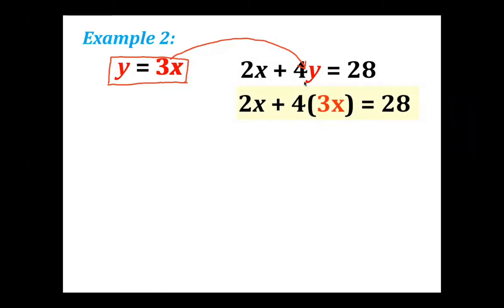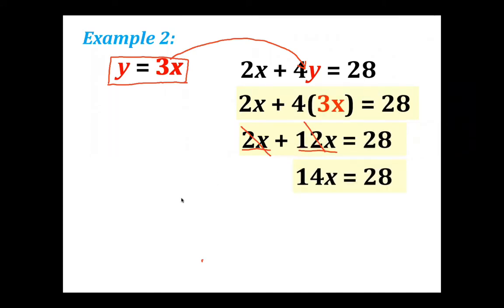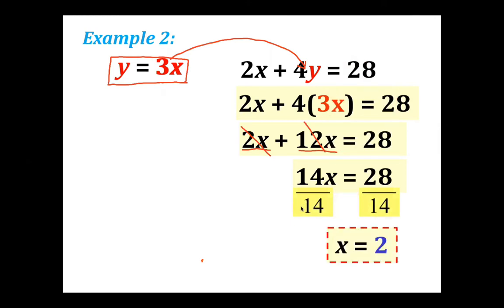Since y is being multiplied by 4, you would just multiply 4 by 3x, and that would give you 2x plus 4 times 3x equals 28. Now you can simplify. 4 times 3x would equal 12x, and now you have 2x plus 12x equals 28. And you can combine like terms, so 2x plus 12x add to be 14x equals 28. And lastly, you can divide both sides by 14 to isolate x. So x would equal 2.